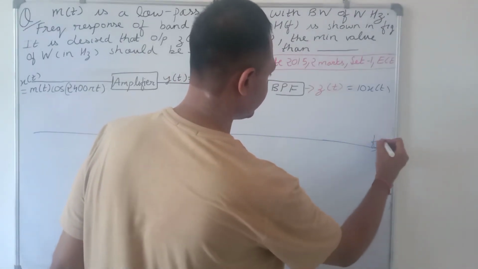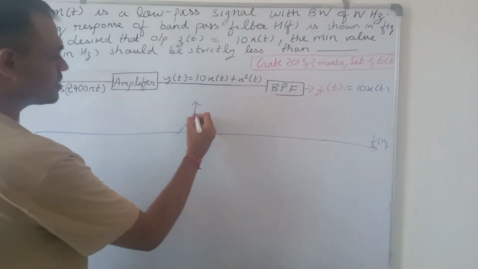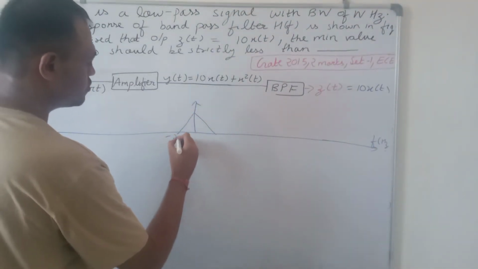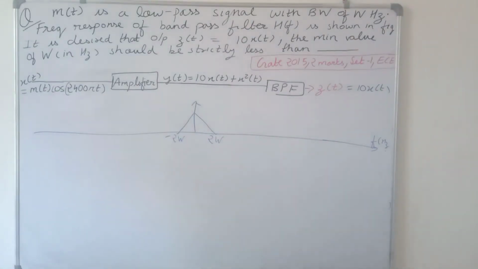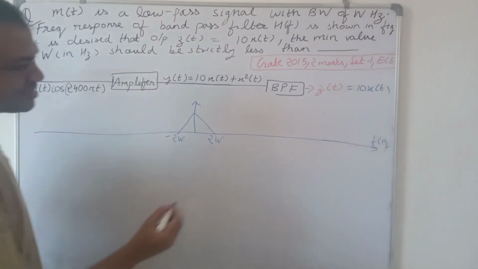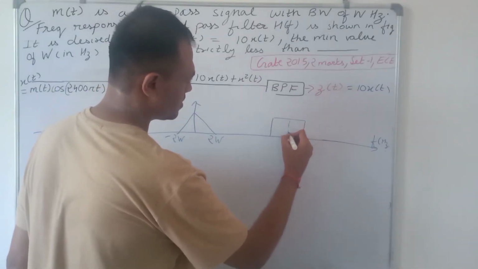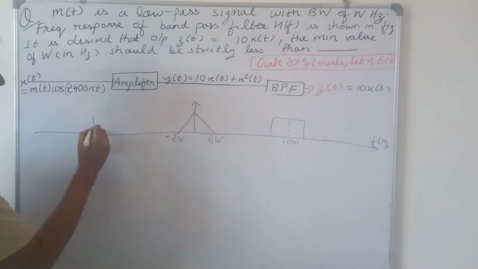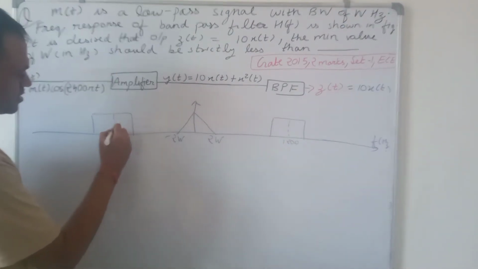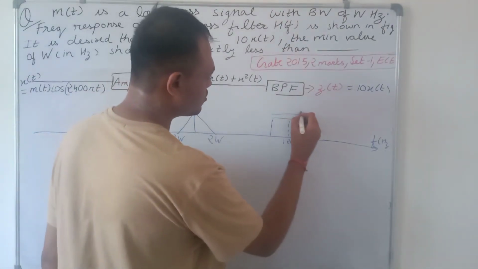So this is frequency in hertz. First there will be a triangular signal from minus 2W to 2W. Then there will be a rectangular signal. So this frequency is 1200. Similarly on this side also there will be a rectangular signal. This frequency is minus 1200 and its bandwidth is 2W.